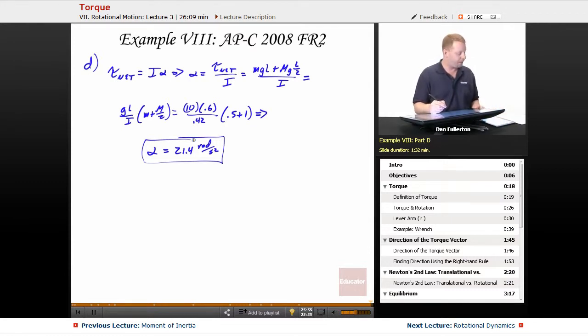All right, hopefully that gets you a good feel for torque and Newton's second law for things that are rotating. We'll get more into that in our next lesson on rotational dynamics.